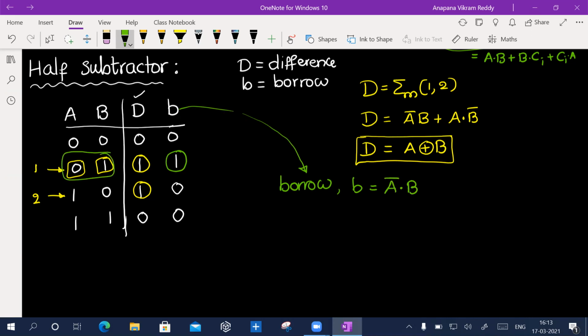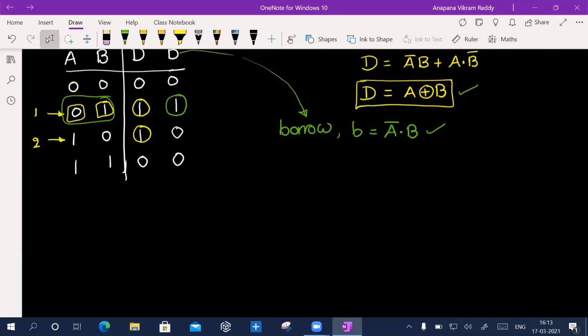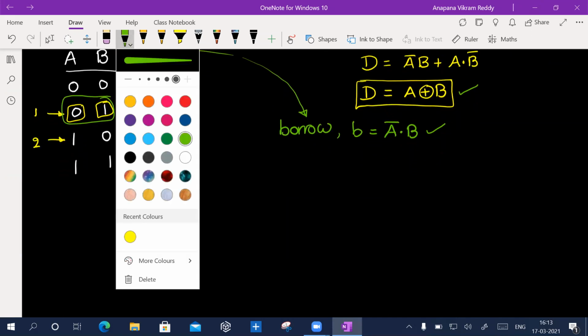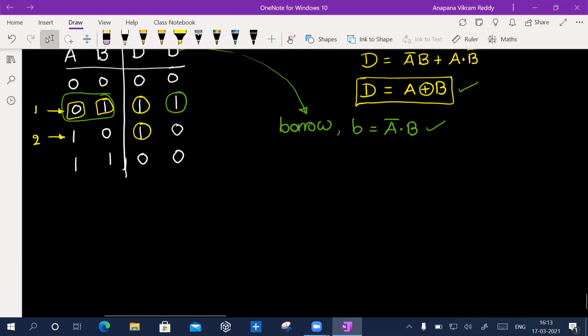A complement and B. Agree? Yes, sir. So D is equal to A exclusive OR B, the difference, and borrow is A complement and B. So therefore, I want to implement this using logic gates. So let me take this way.